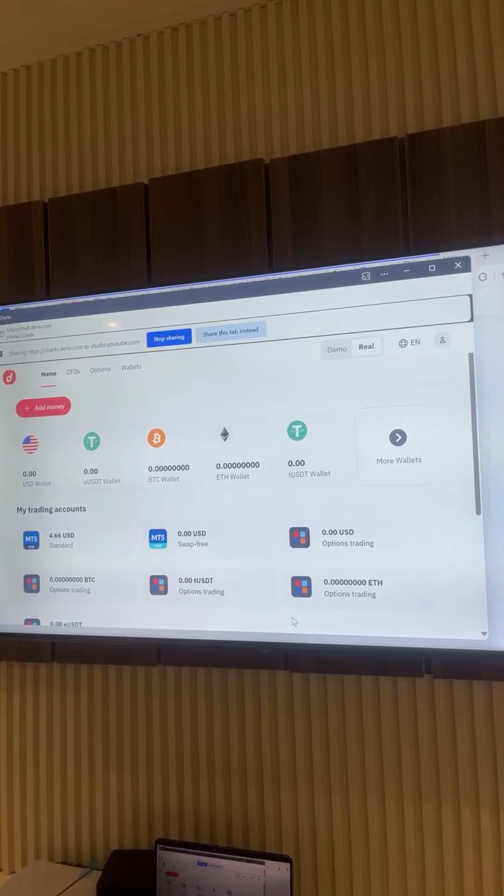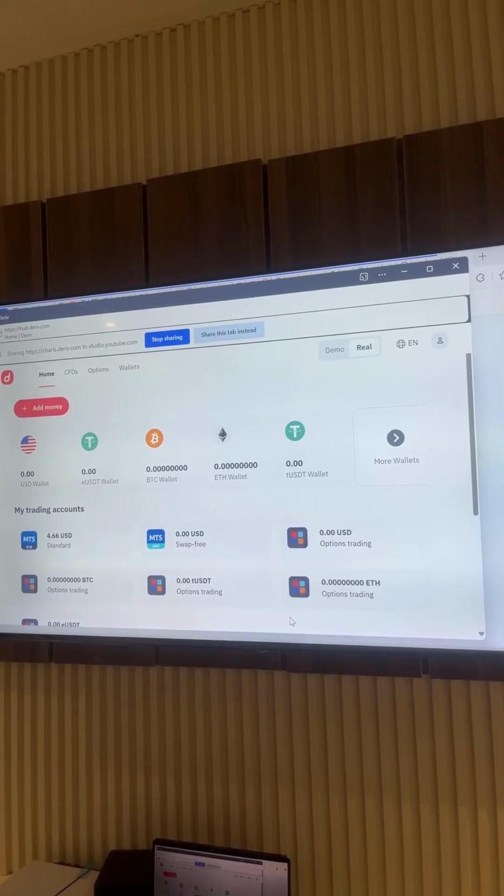Okay, someone is asking if I trade boom and crash. I do trade boom and crash, but most especially I only trade volatilities and jumps. That is what I trade mostly.